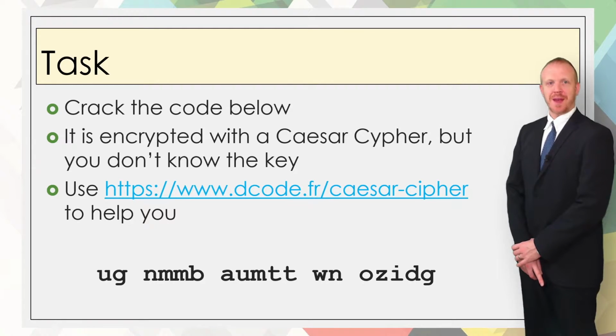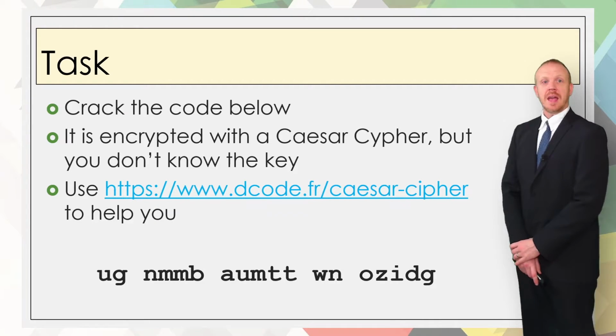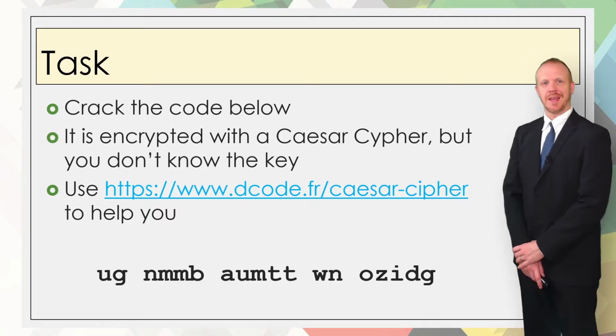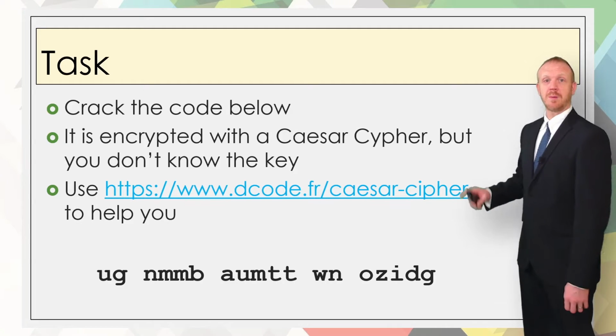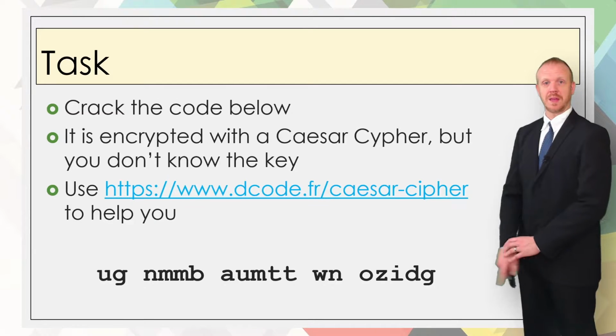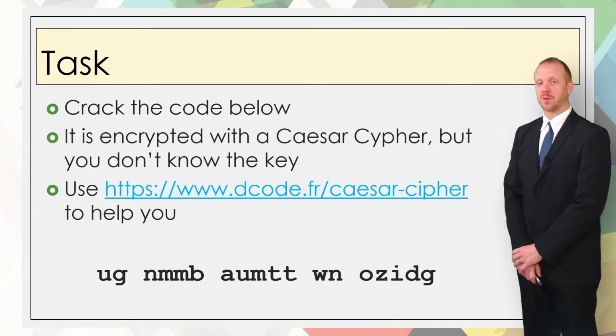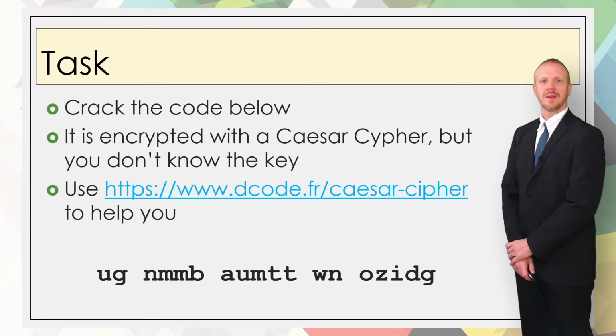So your task is to crack this code here. The one at the bottom there, UG, NMMB, etc. It is encrypted with a Caesar cipher, but I'm not going to tell you the key. Now you can do it pen and paper. In fact, you could do it pen and paper in a couple of minutes, really. But if you want some help with it, you can use this website here, which will allow you to put in the ciphertext, and it will show you the various different keys and what text comes out with, and you can figure out which one's meant to be real. Either way, see if you can crack it. Unpause the video when you're done. Okay.